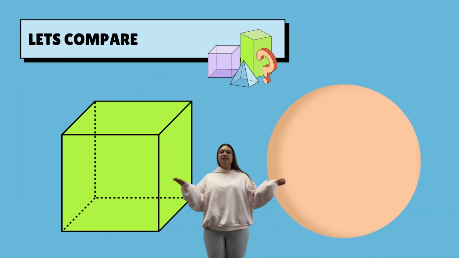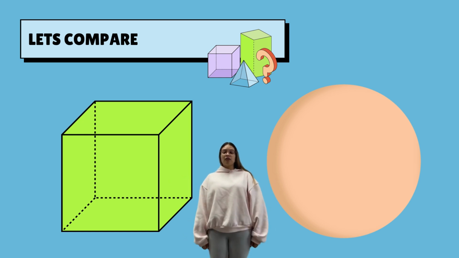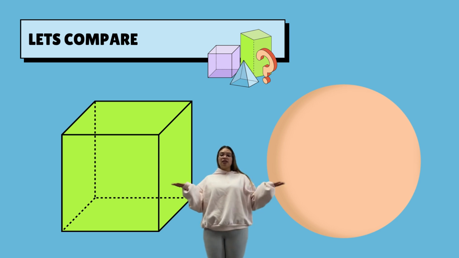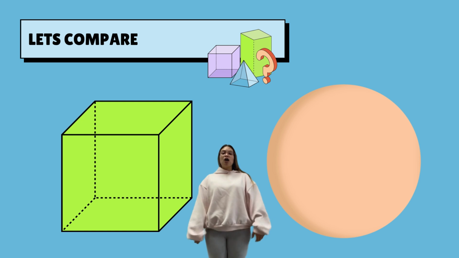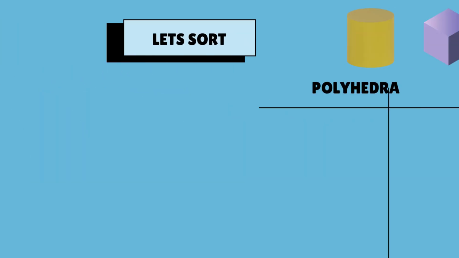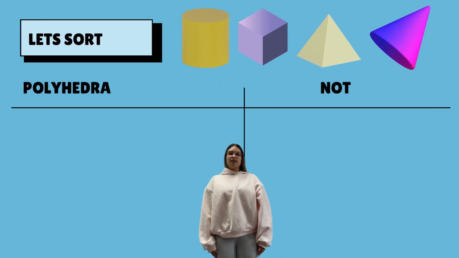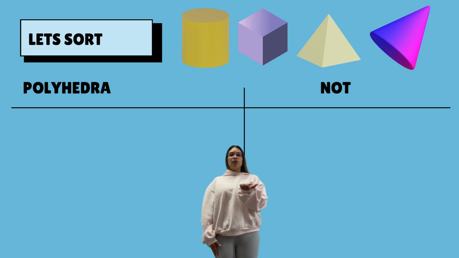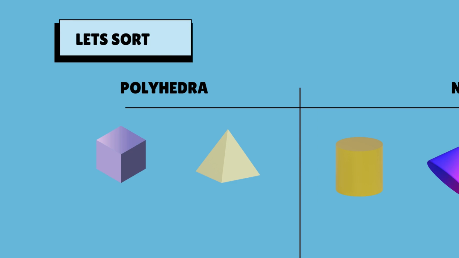Let's compare these 2 shapes. What do you see? How are they different? Well done. The cube is flat and the sphere is round. The cube is polyhedral and the sphere is not. Let's sort these shapes into the correct headings. Well done. The cylinder and the cone are not polyhedral. The cube and the square-based pyramid are polyhedral.